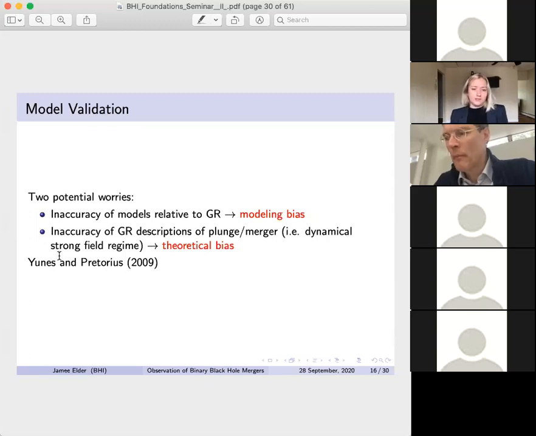So they aren't actually accurate solutions corresponding to the systems they are purporting to represent. And the other possibility is that basically GR is inaccurate when it comes to describing the dynamical strong field regime, so the very late stage of the merger. And to use some terminology from Yunes and Pretorius 2009, think of the first one as a kind of modeling bias, and the second one as, in their terms, fundamental theoretical bias.